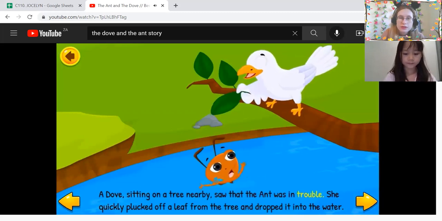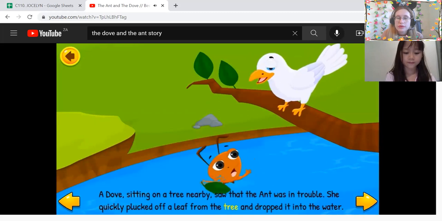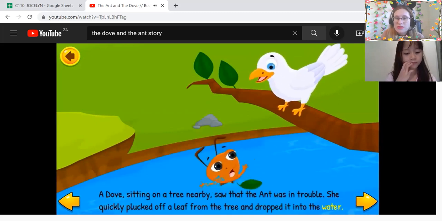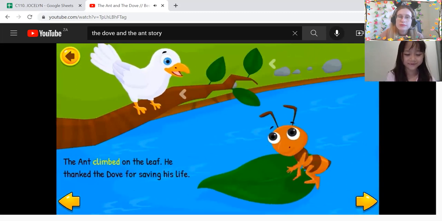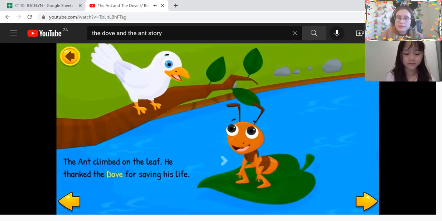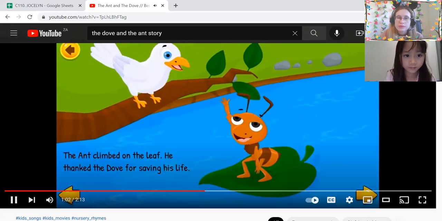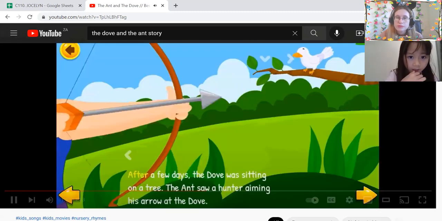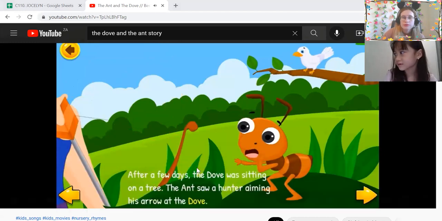A dove sitting on a tree nearby saw that the ant was in trouble. She quickly plucked off a leaf from the tree and dropped it into the water. Help! The ant climbed on the leaf. He thanked the dove for saving his life. After a few days, the dove was sitting on a tree. The ant saw a hunter aiming his arrow at the dove.